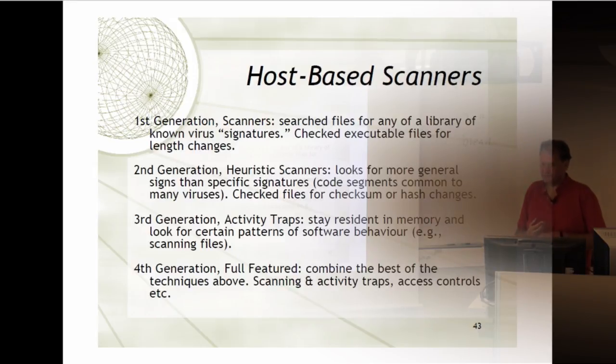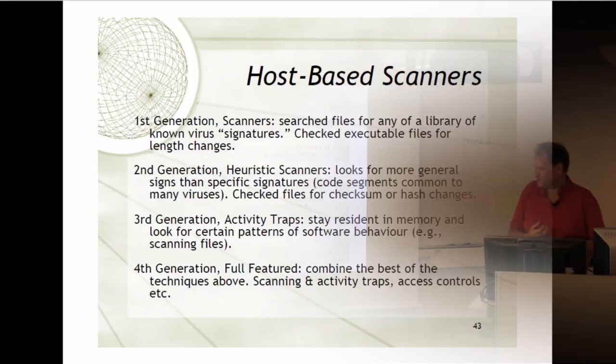The second generation, what they call heuristic scanners, look for more general signs. Again, we are scanning the hard drive to see if something is affected, but it's not only looking for specific signs, but more general ones. For instance, compression code or encryption code that is used by different types of malware. Can we find that type of code here? Well, that could be a sign that we have been attacked. It can also, as you see, look for checksum and hash changes, so we can see if files have changed.